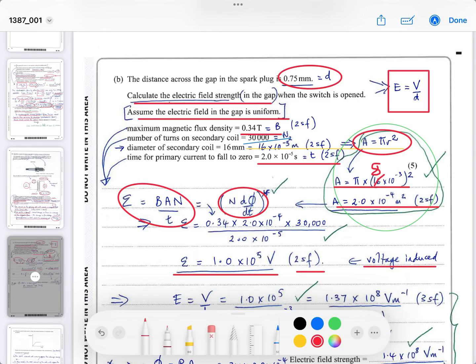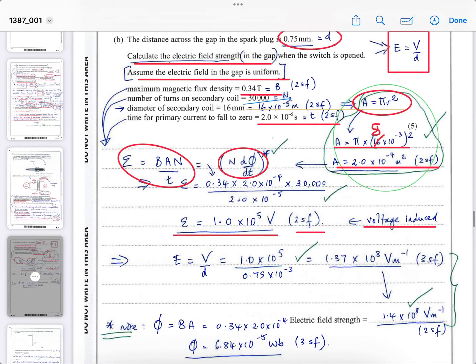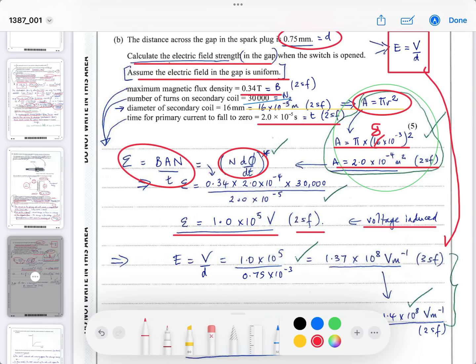Okay? So once you've done that, what do they want us to do? Calculate the field strength. Well, we know that the field strength E is V over D. So that's worked out here. E is V over D. And then you put the numbers in. V from above. D was given to us as 75 millimeters, so that's 75 times 10 to the minus 3. And you'll get volts per meter to 3 significant figures of 1.37 times 10 to the 8.